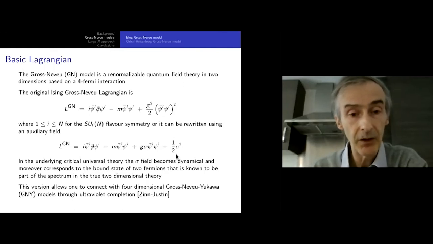So that would be the corresponding theory in four dimensions that's in the universality class of this theory in two, because it's the same core cubic interaction, the same core fermionic and kinetic term. And this operator is not relevant in four. The quartic vertex would be relevant in four. So the sigma field changes across the dimensions.